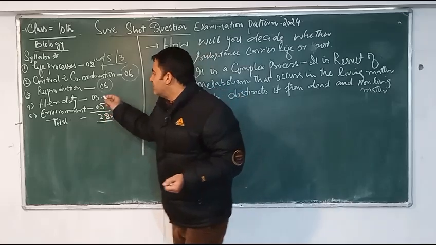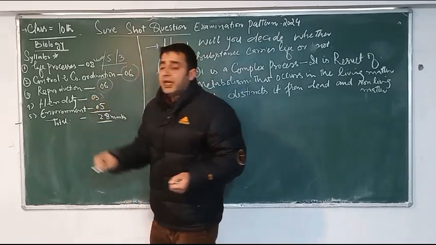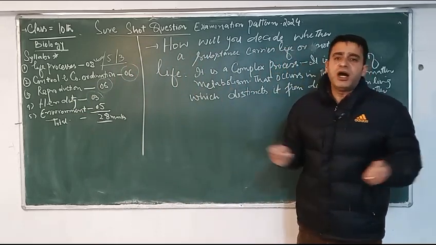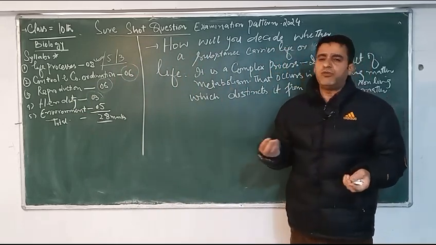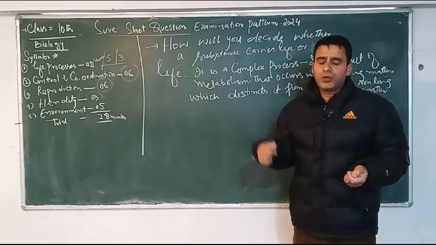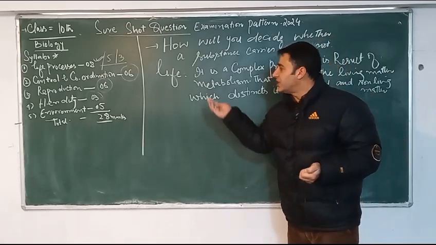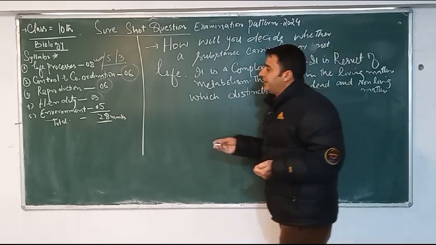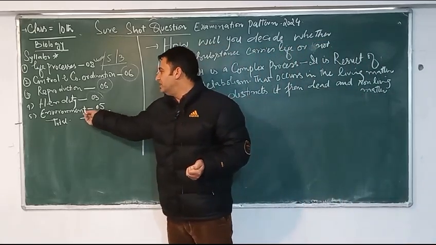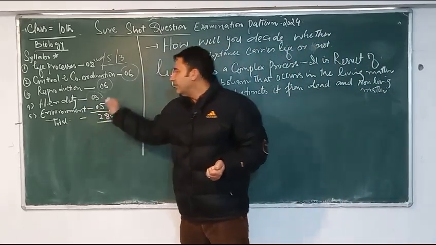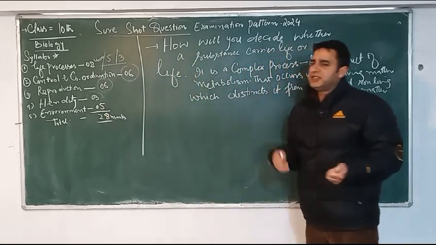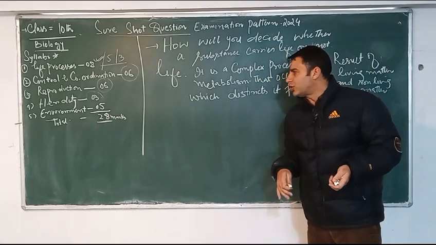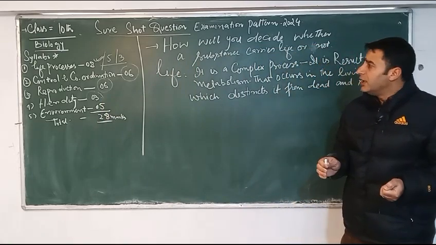And then comes heredity. Heredity carries only 3 marks. Hence, there is the probability of 1 mark or very short type questions, 2 marks, or 3 marks maximum. And then the last chapter we are going to discuss is environment, carrying 5 marks. Hence, there is also a probability of long type questions as well as short type questions in this unit.